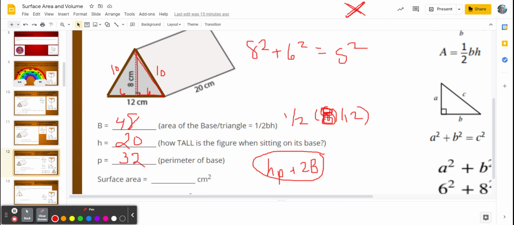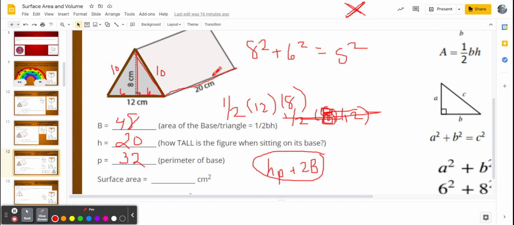Yes, Lily? How do I find the area of the base? You need to do 1/2 base times height. So the base of the triangle is 12 times the height, which is 8. So you do 1/2, the base of the triangle is 12, and the height of the triangle is 8. So then would you use 20 or 8 for the height of the shape? The height of the shape here is the 20.